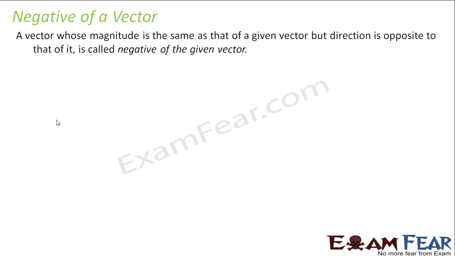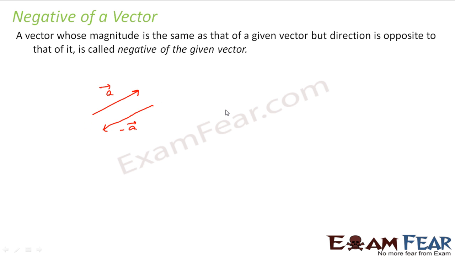Correct? Negative of a vector. Negative of a vector is nothing but the same vector with the same magnitude but opposite direction. For example, this is my vector A. Same magnitude, opposite direction will be minus A vector.